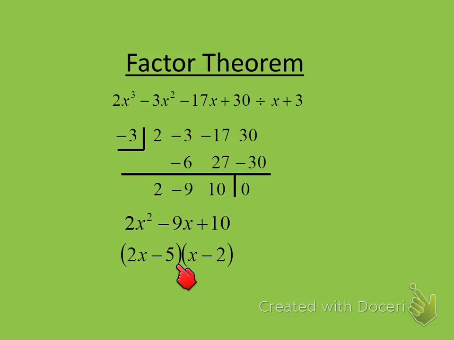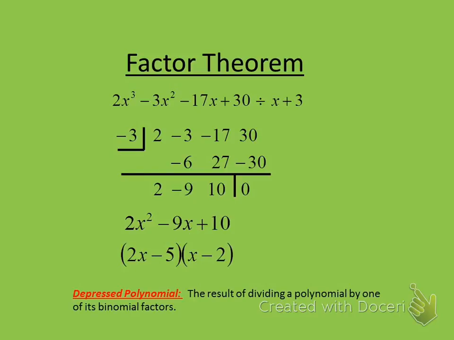Don't worry about it. You're going to do a couple where you can factor them. This guy up here has a special name. This guy is called your depressed polynomial. This 2x squared minus 9x plus 10 is called a depressed polynomial. What that means is it's the result, the answer of dividing a polynomial by one of its binomial factors.